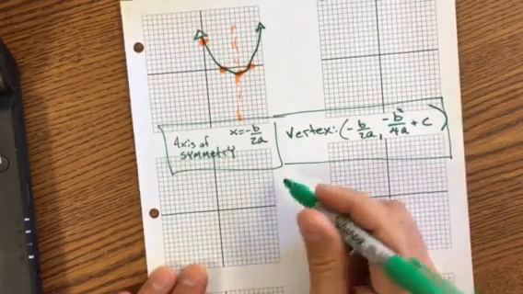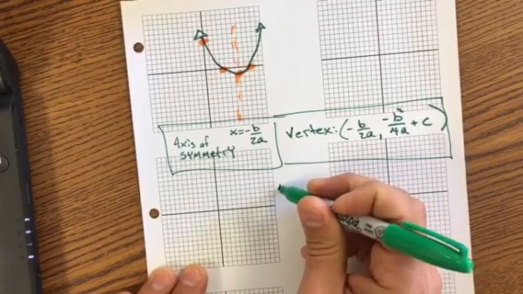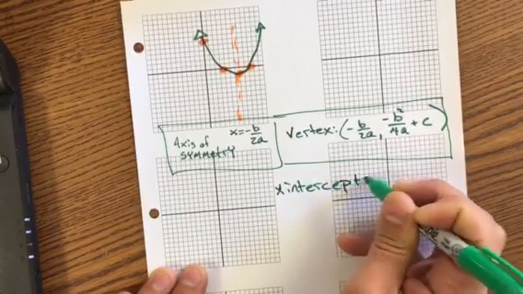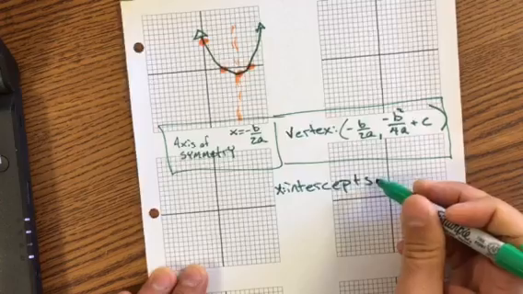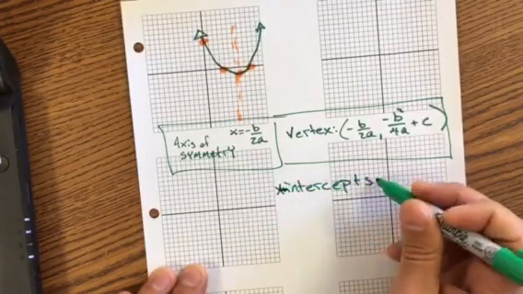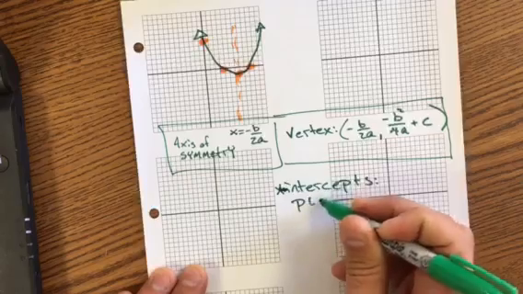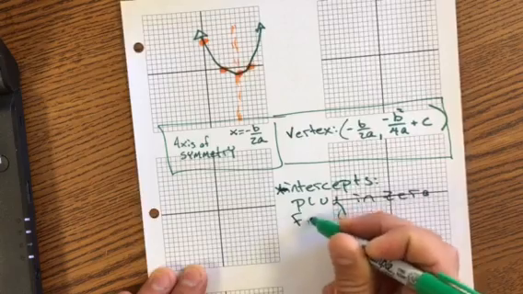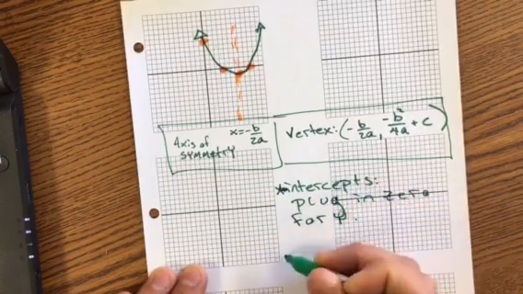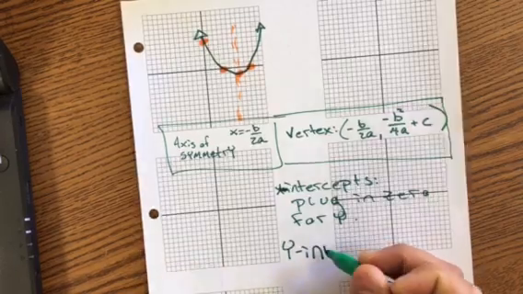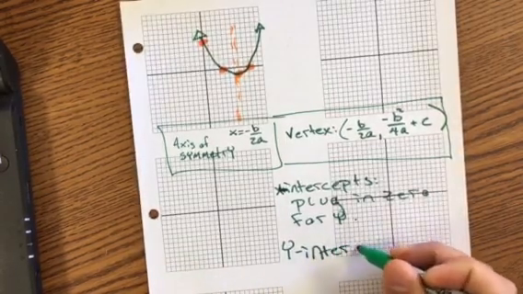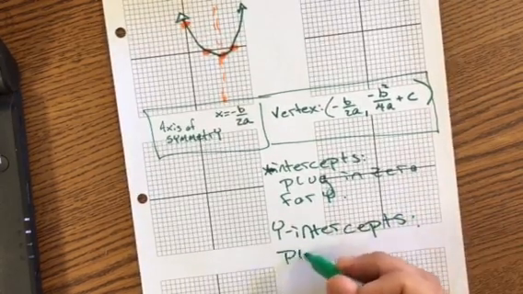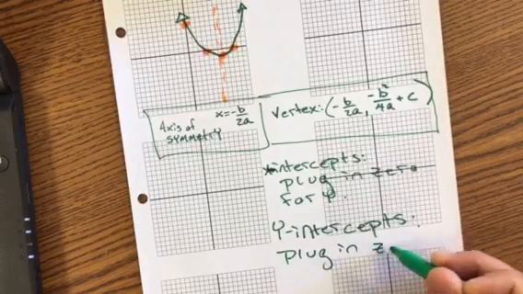For the x-intercepts, you plug in 0 for y. For the y-intercept, there should only be one. Plug in 0 for x.